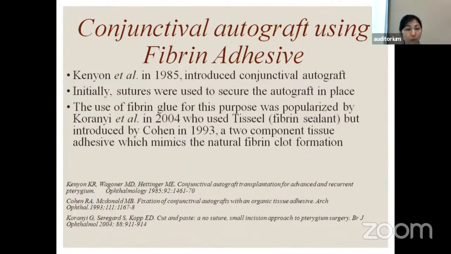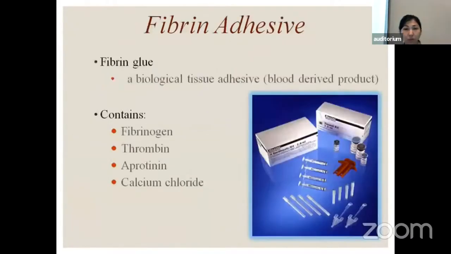There are two components to the tissue adhesive, and it will actually mimic the natural fibrin clot formation. So it is a biological tissue adhesive. It's a blood-derived product, from blood donation, and you screen through all the infective screening as you would for any blood-derived product, and it's going to be processed. So usually on the market now, the fibrinogen is derived from human, meanwhile the aprotinin and thrombin are from bovine.